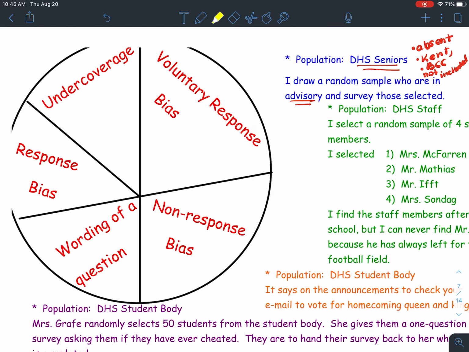Okay, so if they're not included, then this particular example would fall under coverage, because these individuals could very well be seniors, Dover High School seniors, but not have had an opportunity to be selected. Okay, let's look at the next one.